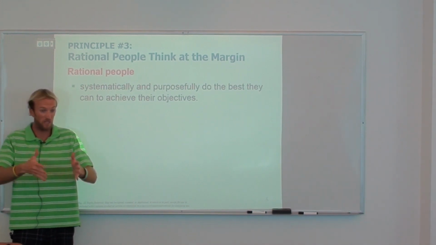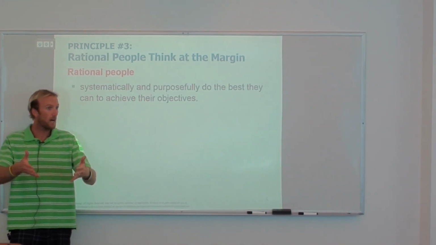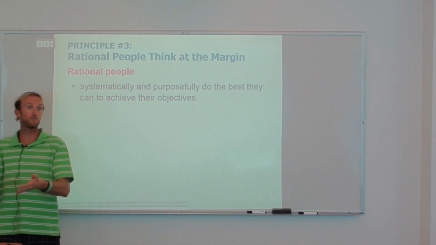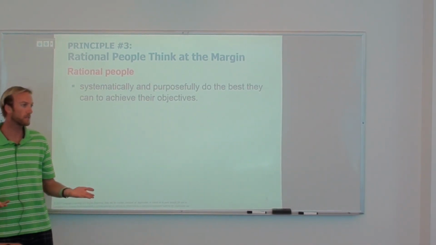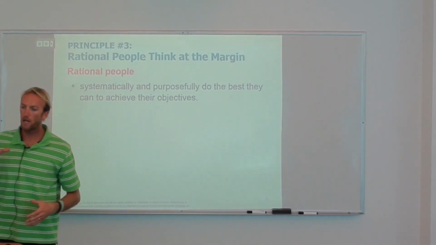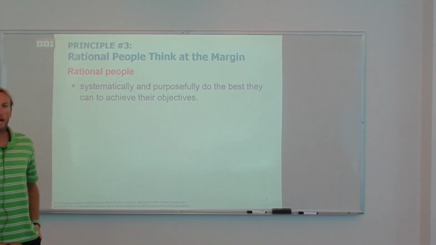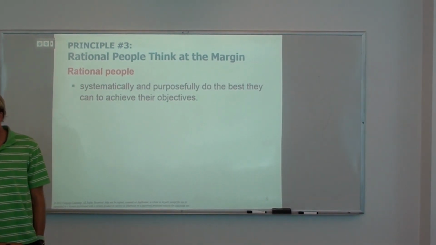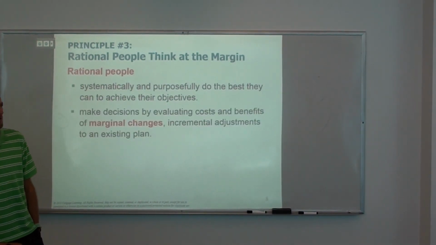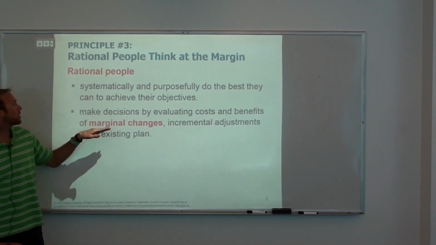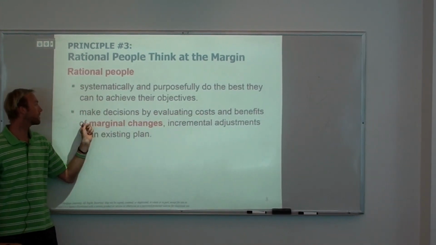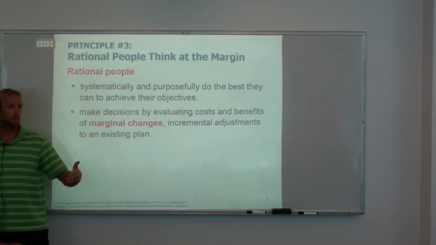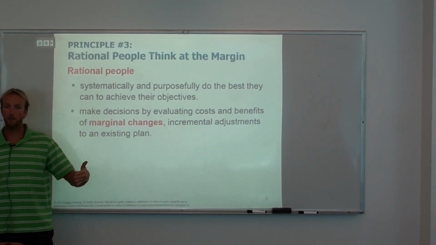If I see somebody who appears to be sabotaging their objective, I realize that maybe they have some other objective. I don't know. It's to be a person whose life looked like it got sabotaged or something like that, right? So I make this assumption: rational people pursue their objectives systematically. Okay. And what does this mean that they think at the margin? So they evaluate costs and benefits of marginal changes, not of everything that they've spent or gotten as a benefit.